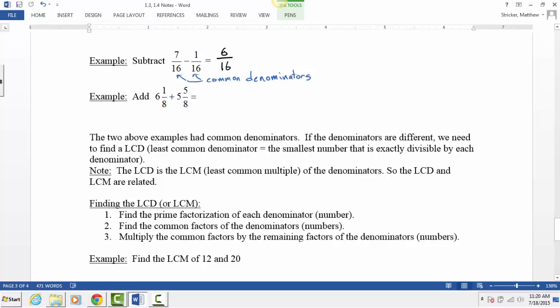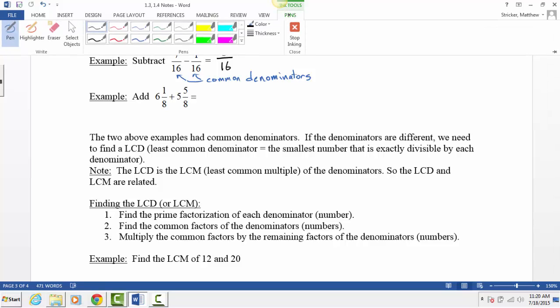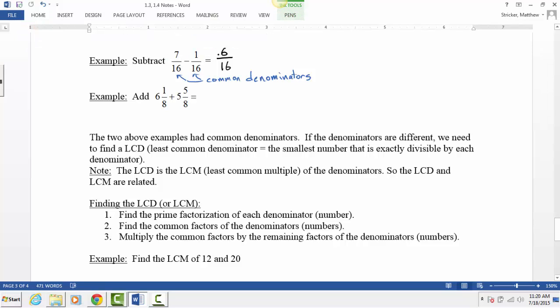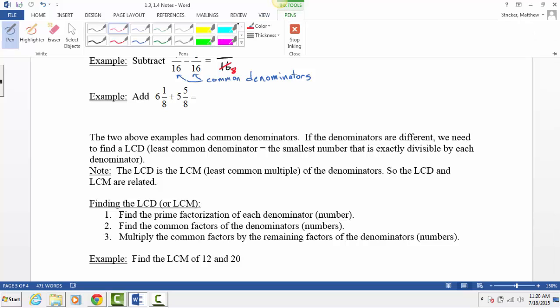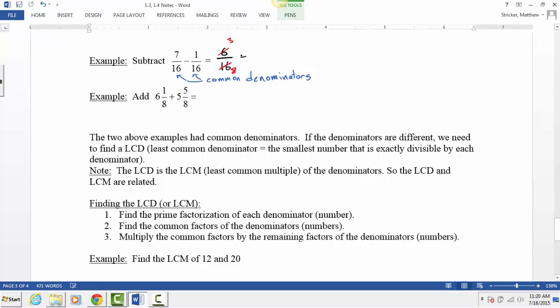We're left with 6/16. We again need to ask if we can reduce, and we can. The top number and the bottom number are both divisible by 2, so this reduces to 3 over 8. So that answer is 3 over 8.